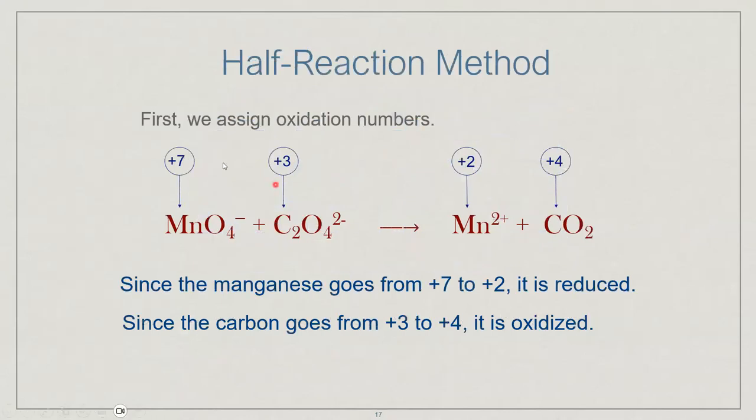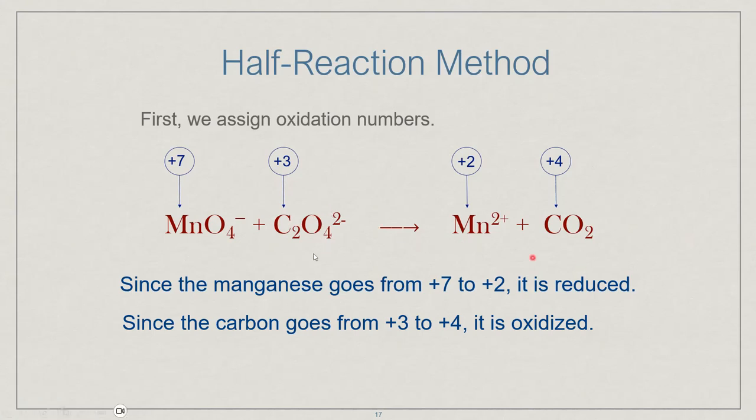But just like I said, manganese is going to be getting reduced. Carbon is going to be getting oxidized. So if we wanted to look at the oxidizing and reducing agents, we would consider the oxalate to be the reducing agent, since carbon's getting oxidized. We would consider the permanganate to be the oxidizing agent since it's getting reduced there. But if we want to get the full balanced equation, we're going to have to work through those steps we just saw with the half reactions.